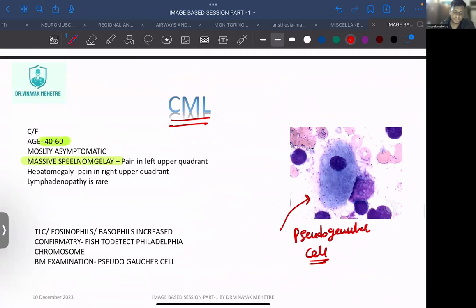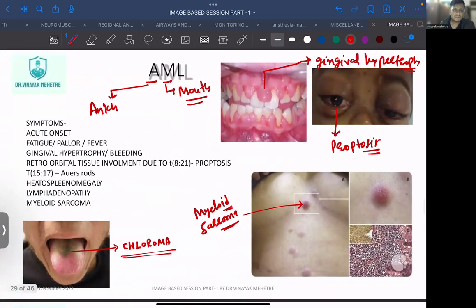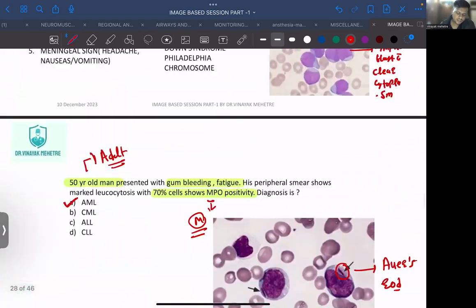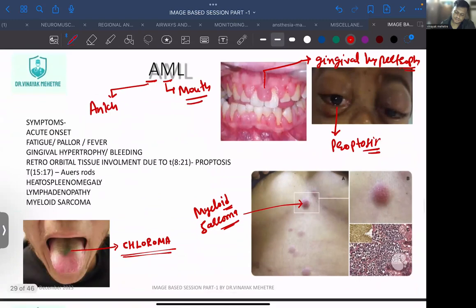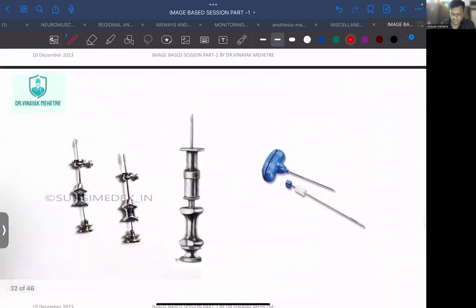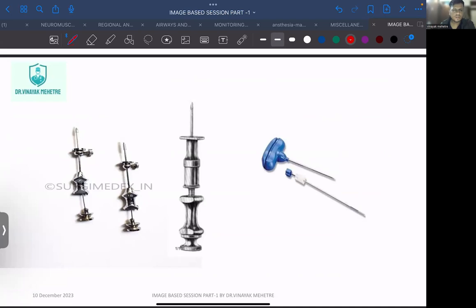Massive hepatosplenomegaly, the answer is CML. Gum and mouth involvement, the answer is AML. Tenderness on the sternum is ALL. That's it, you have to catch these hints. The question can be one liner or five liner, the hint is going to be there for sure. There is no paper where a question has not come from this. You can take any paper, the question is there for sure.